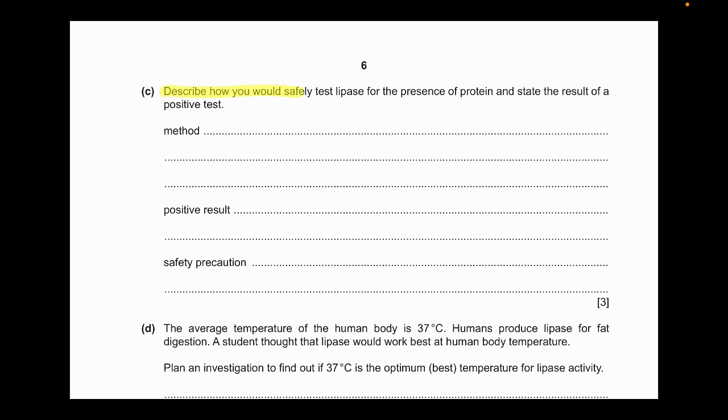Describe how you could safely test lipase for the presence of protein and state the result of positive test. Method. So for protein, we're going to add biuret reagent. And for positive result, the color will change from blue to purple. And for safety precaution, we need to wear gloves or goggles.